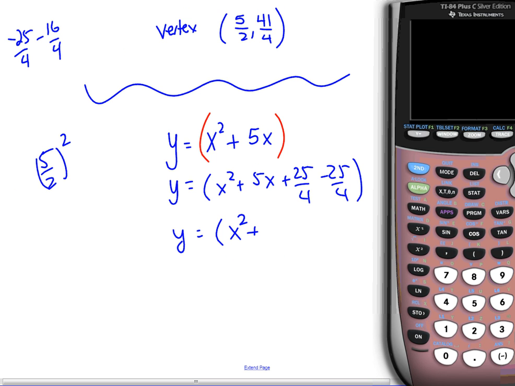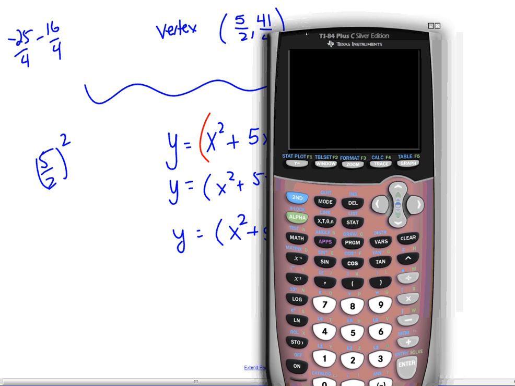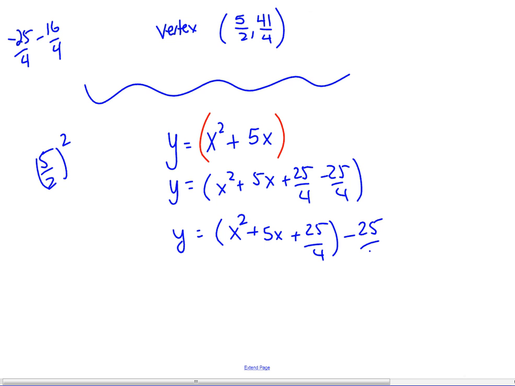Page, I'll just finish this one quick. 5x plus 25 over 4, so this just moves outside. And then this would become x plus 5 over 2 squared minus 25 over 4. So there's no constant. You still separate those first two together.